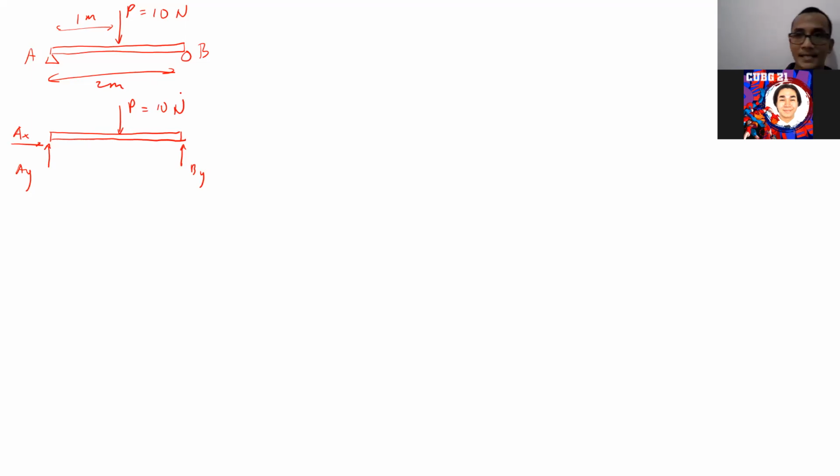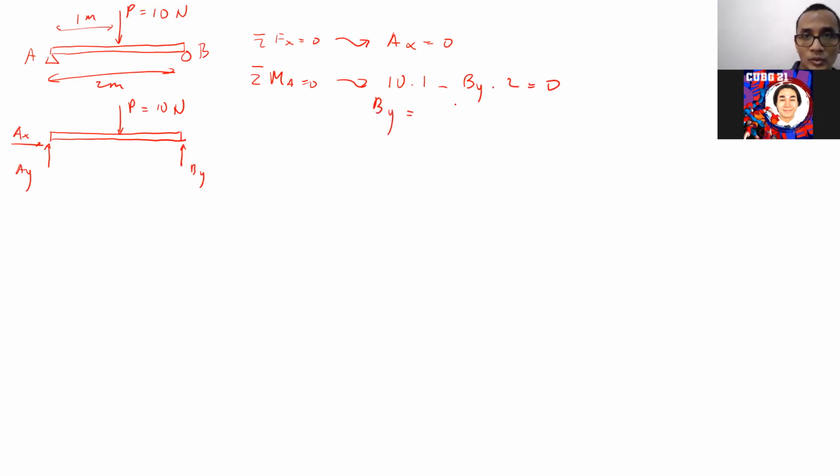We can solve for Ax, Ay, and By using sigma Fx equal to 0. In this case, what we will get is Ax is equal to 0. And we can solve using sigma moment at A equal to 0 to get By. In this case, we get 10 Newton, P, multiplied by 1 meter minus By multiplied by 2 meter is equal to 0. So our By will be equal to 10 Newton divided by 2, so it's 5 Newton.